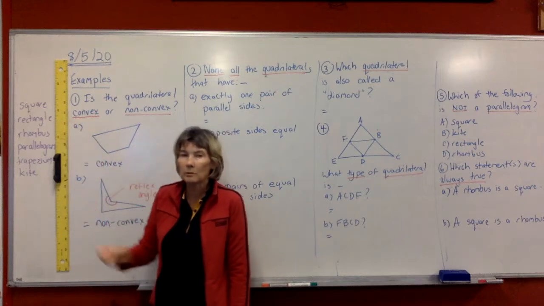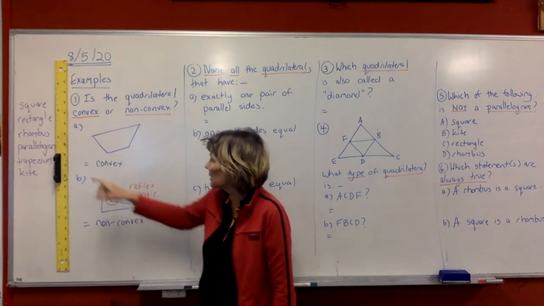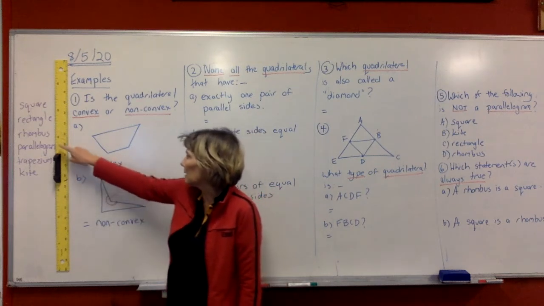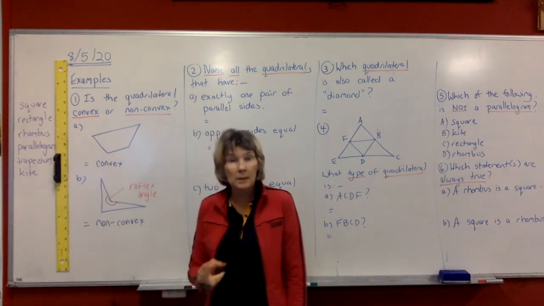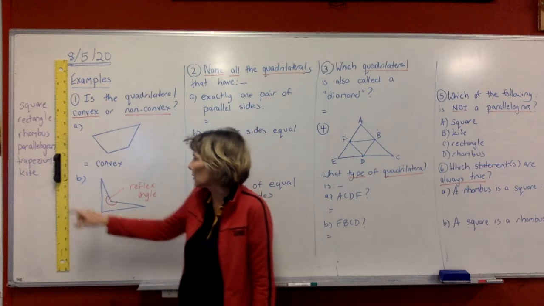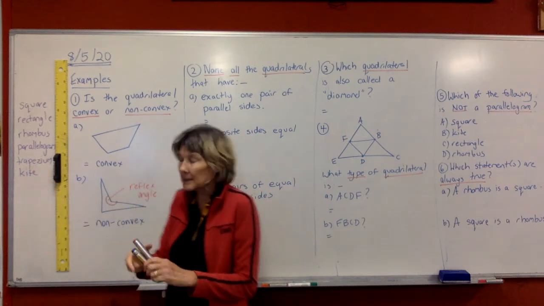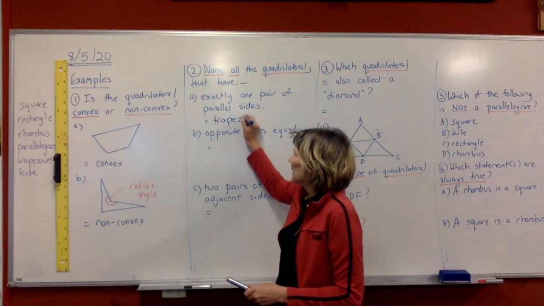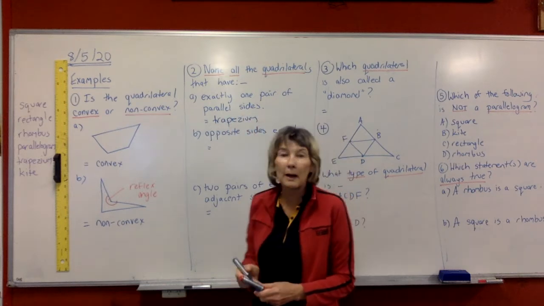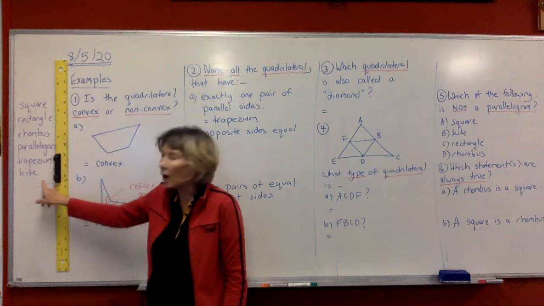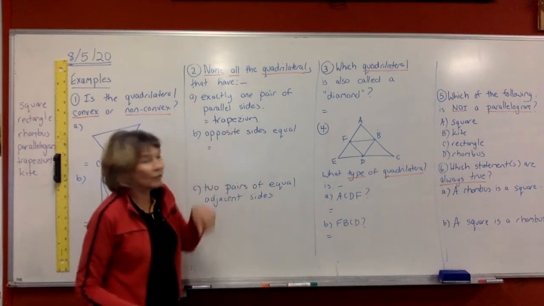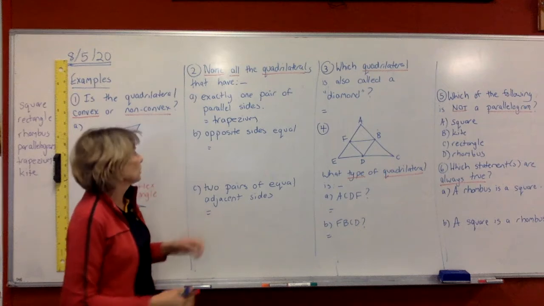A rectangle, that has 2 pairs of parallel sides. A rhombus, that has 2 pairs of parallel sides. A parallelogram definitely has 2 pairs of parallel sides. A trapezium is the one that does have exactly 1 pair of parallel sides. A kite, that doesn't have any pairs of parallel sides. So there's only one shape that fits that description.